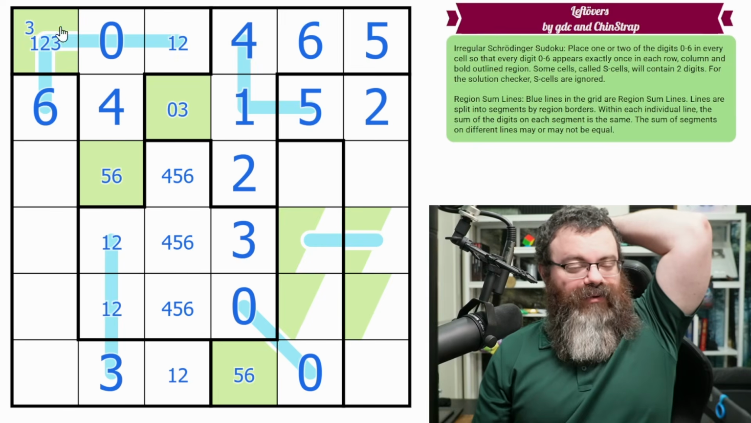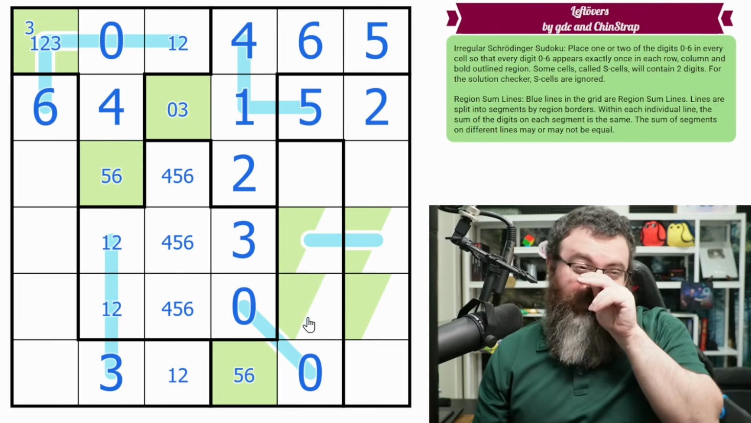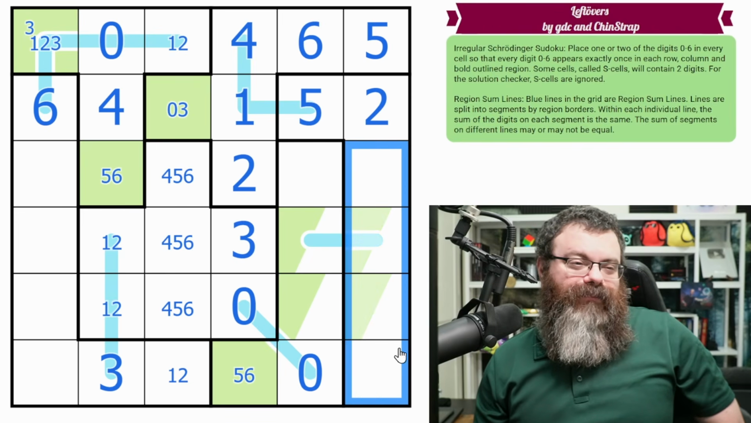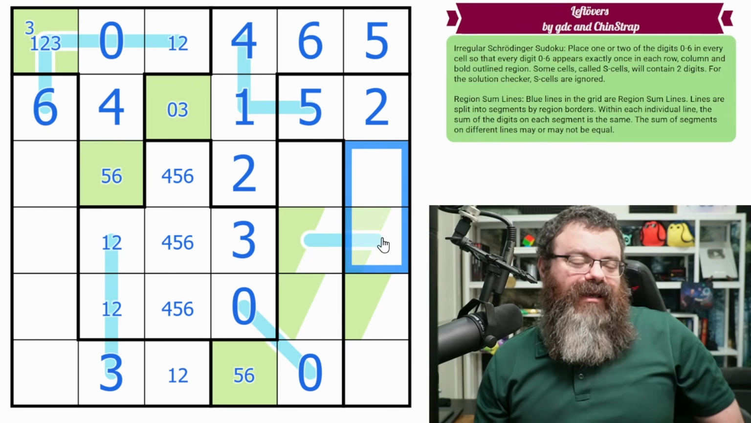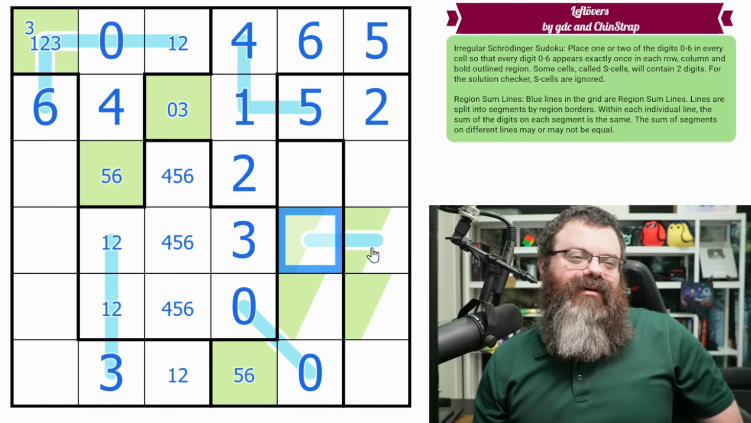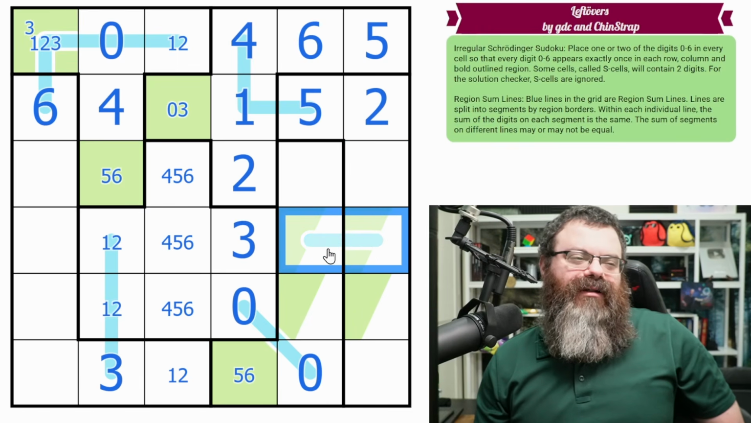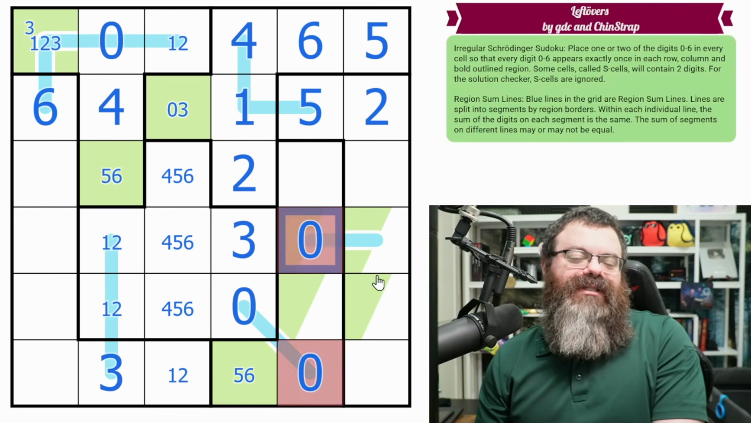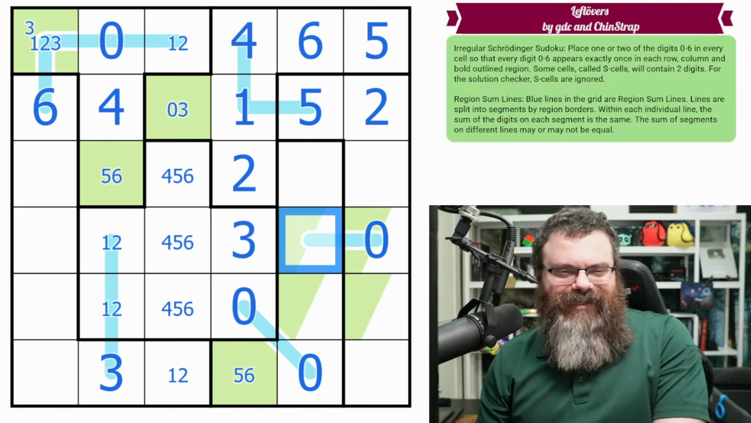Maybe I should be looking at more of these regions, but I'm not seeing it. What's the right question to ask here? 0 goes in one of these two. Okay, I don't think we can put 0 on this region sum line at all. It's the same reason we couldn't put it on here, right? One of them will be an S cell. Obviously, you wouldn't put a 0 in the non-S cell. How would you add to 0?